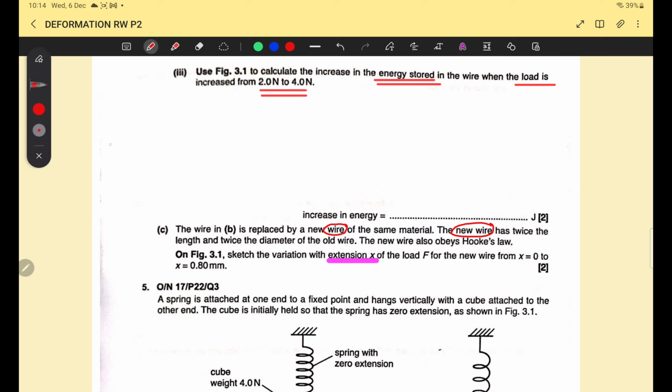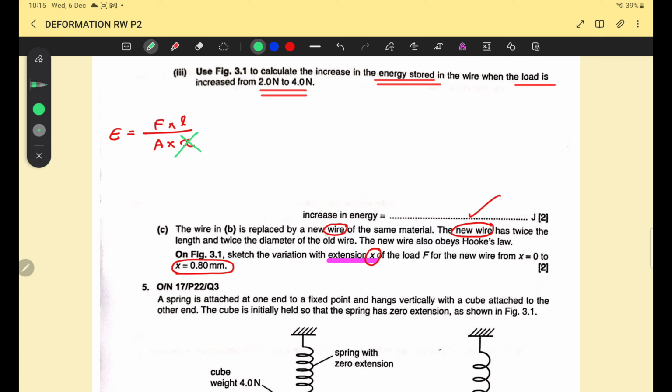Extension is the same. Okay. So I'm writing Young modulus is equal to force per unit area over extension per unit length. In this question, extension is expressed by x, and the question is to sketch the variation with extension x from 0 to 0.8 millimeter. For the old wire, extension was 0.80 millimeter, and for the new wire again extension is 0.80 millimeter. So extension remains the same. So I am cancelling out extension, as well as noting down any other quantity which will remain constant.